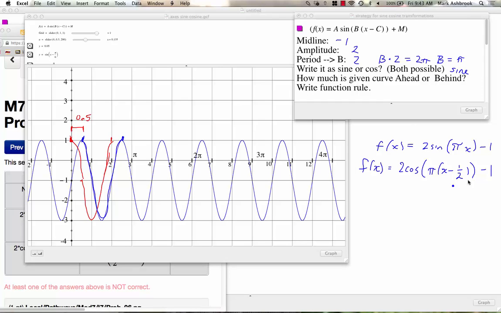Okay? So one more practice problem. Or at least one more. Maybe we'll have time for 2. Questions on this one? Are we good?